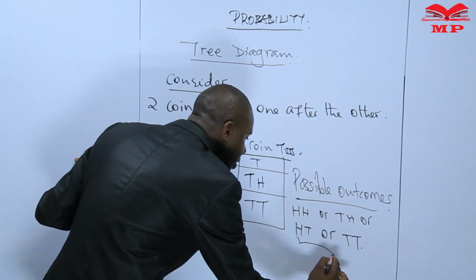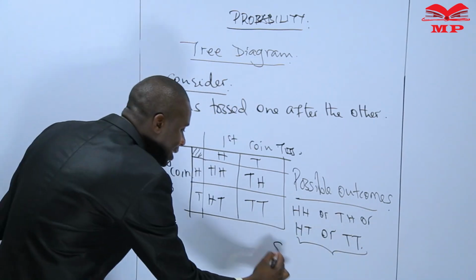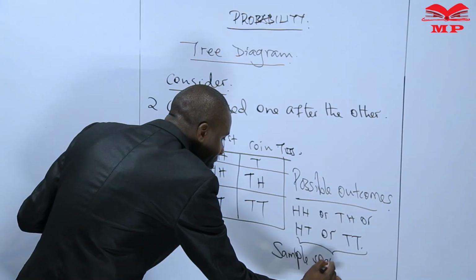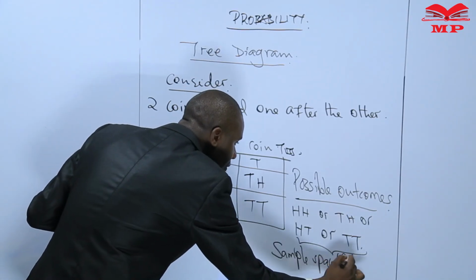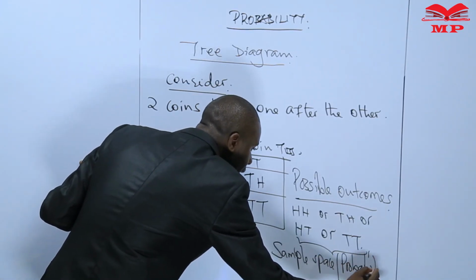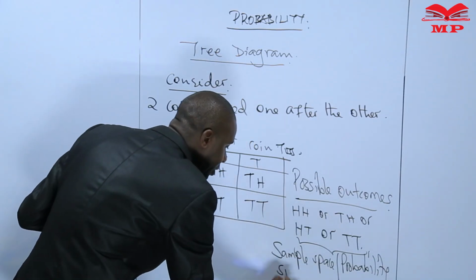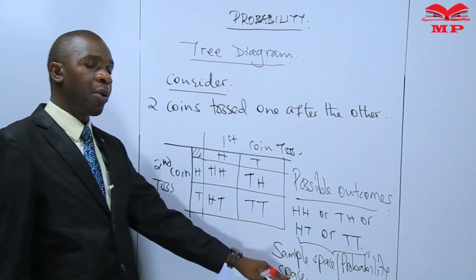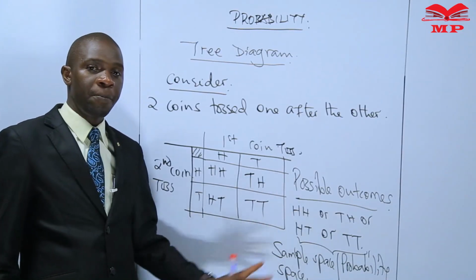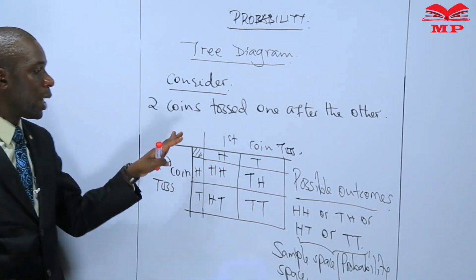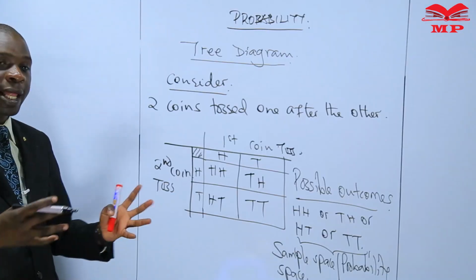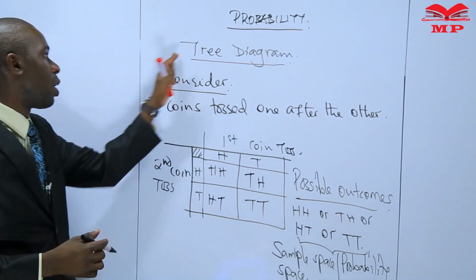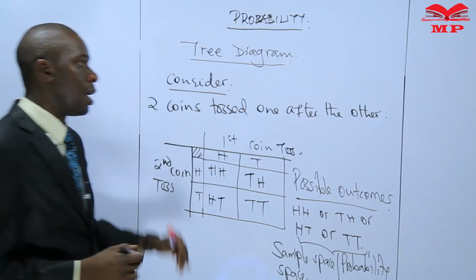This is what we actually refer to as a sample space, or what we also call a probability space. So we are talking of a sample space or a probability space. We can get it this way, but we can also get this by using another method, which we are referring to as the tree diagram.